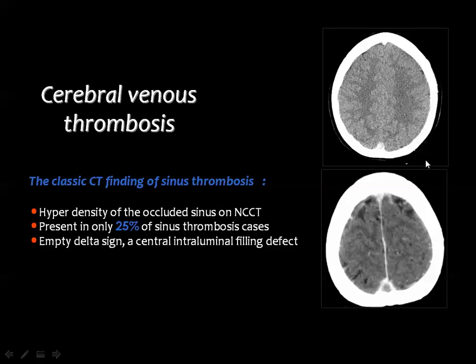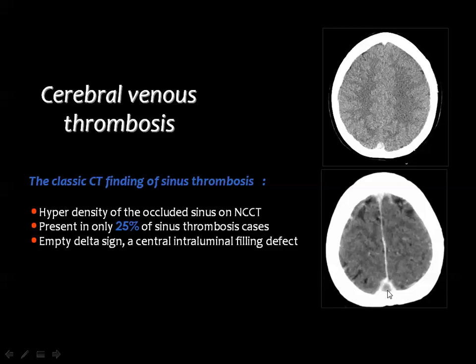Then the classic signs previously known from the CT scan before the era of MRI are that whenever there is a sinus thrombosis, the thrombosed sinus looks hyperdense in the pre-contrast scans, because this is acute thrombus, exactly similar to the acute hematoma. It will appear hyperdense in the pre-contrast scans. And if you inject contrast, the thrombus will appear as a filling defect within the sinus.